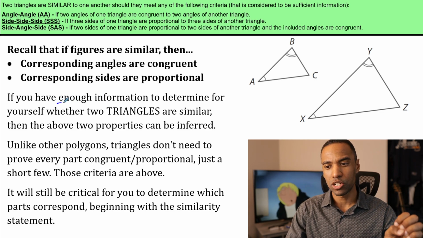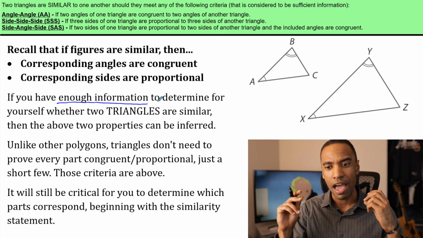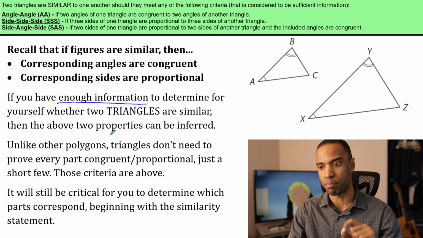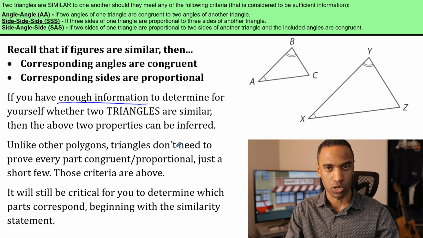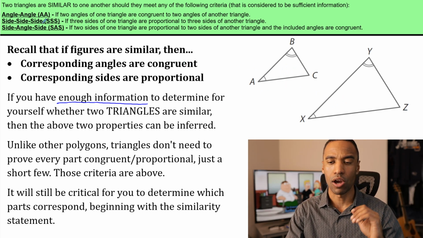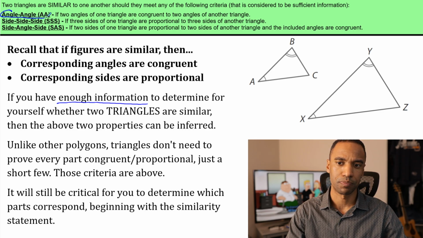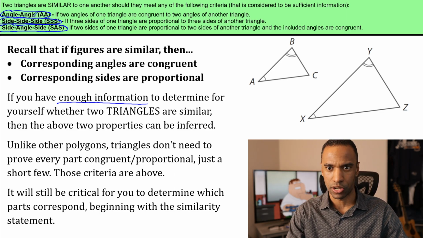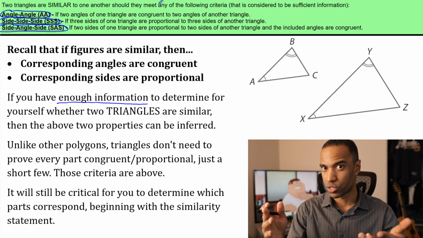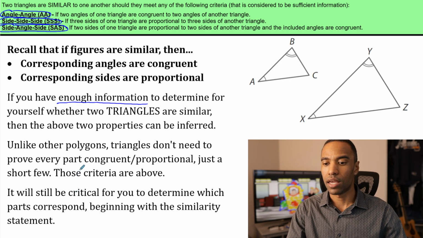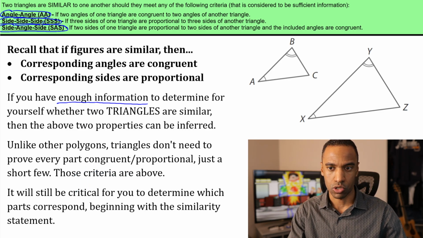But I say enough information because, again, for triangles, you don't need to know every bit of everything. Unlike other polygons, triangles don't need every part to be proven congruent or proportional. I don't need all three angles congruent. I don't need all three sets of sides proportional. I only need either two angles, three sides, or two sides and the angle in between. Two angles congruent, three sides proportional, or two sides proportional and the angles in between congruent. Those criteria are the ones above right there.